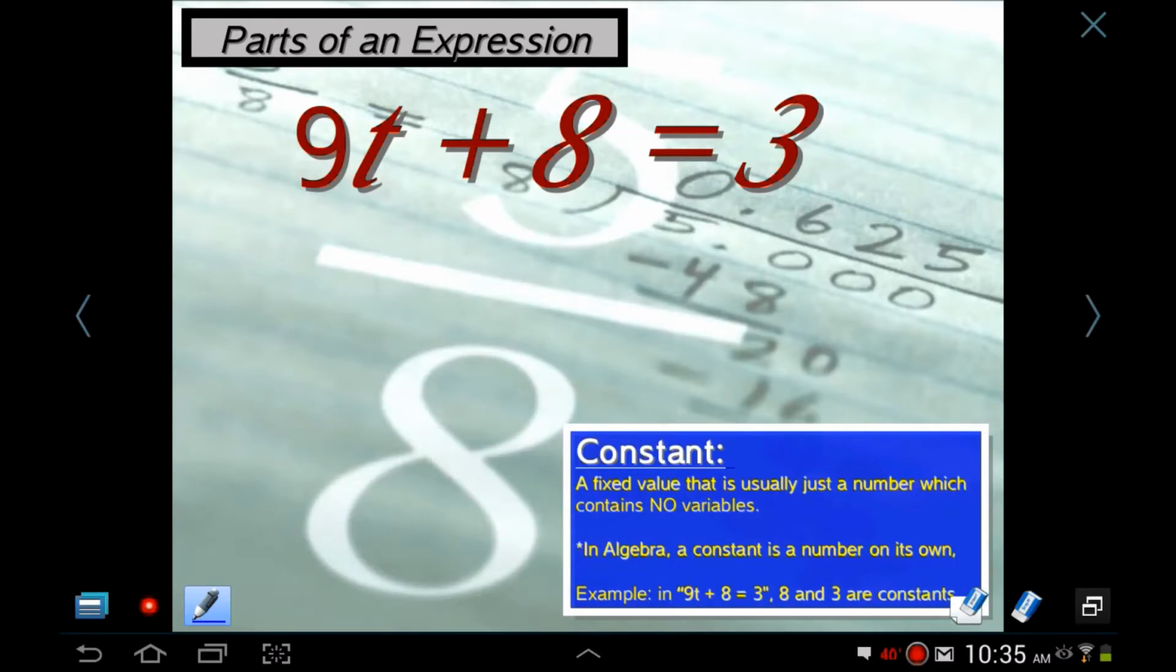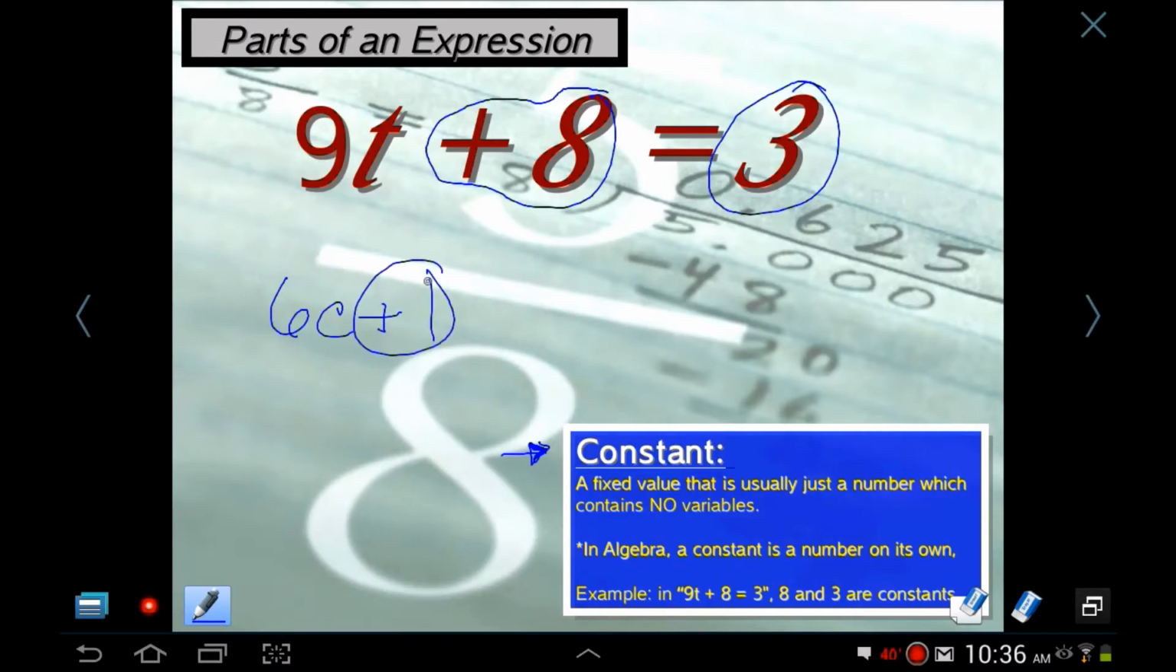Another part of an expression or an equation is this thing called a constant. Again, that might be something you've already known or talked about. But constants are a fixed value, okay? They don't have a letter attached to them. They're just a plain old simple number. 8 is a constant. 3 is a constant. If I wrote a problem like this, 6c plus 1, the number 1 is a constant. Basically, it doesn't have a letter on it, doesn't have a variable attached to it, it's a constant.